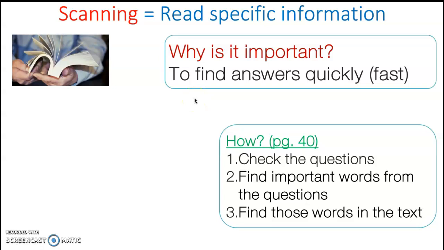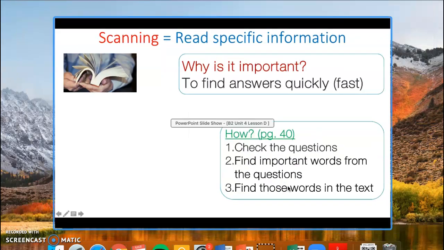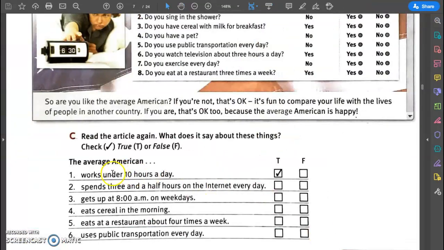After that, you need to find important words in the questions. For example, works is an important word here. 10 hours. Other important words. Spends 3.5 hours. Internet is another important word. Gets up 8 a.m. You continue this process with all the sentences.